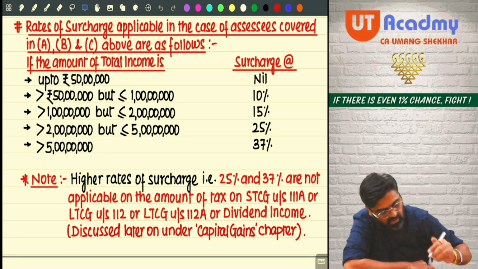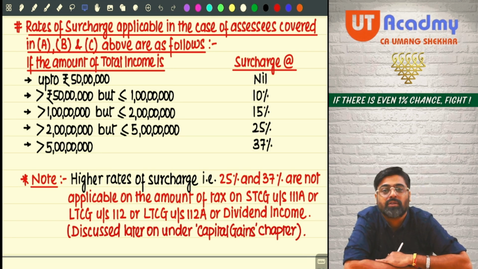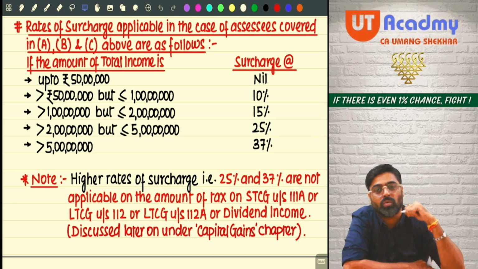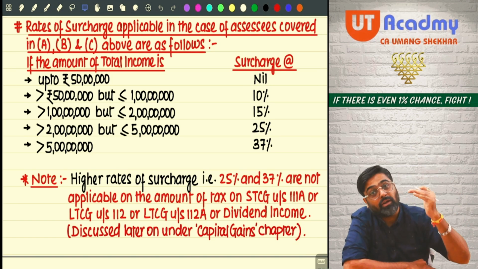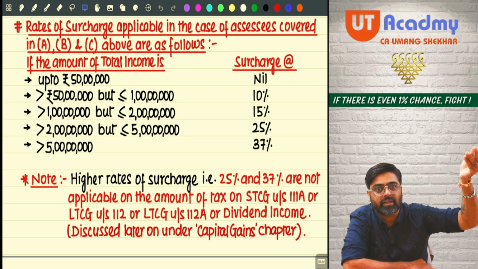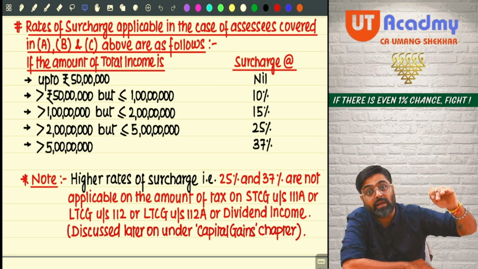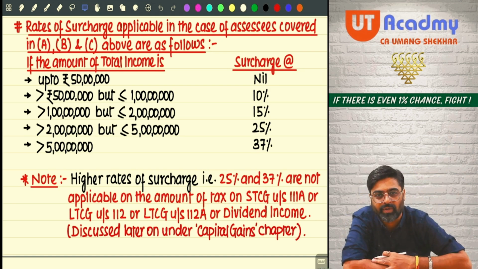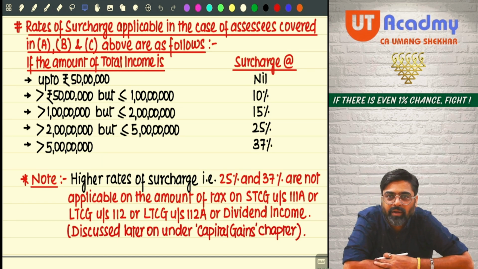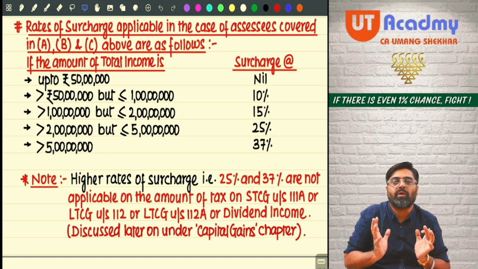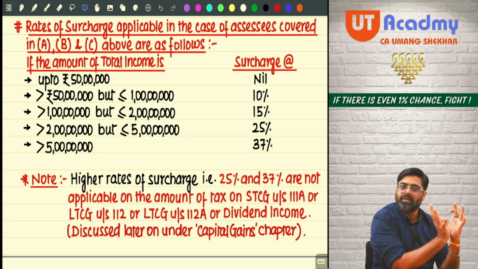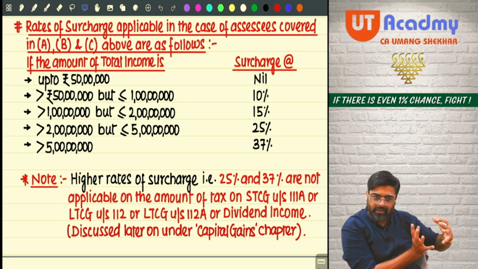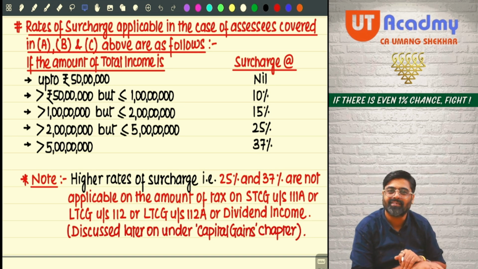But wait, here the highest surcharge rate is 37%, there the highest surcharge rate is 25%. So if your total income is more than 2 crores, then 25%, and when you calculate your total income under the default scheme, if that total income is more than 5 crores also, then also the rate of surcharge will be 25%. 37% does not exist over there. Getting my point? So these rates will be compared. Normal rates are these concessional slab rates. Under the normal scheme, this is the surcharge rate, and under 115BAC, this is the surcharge rate.